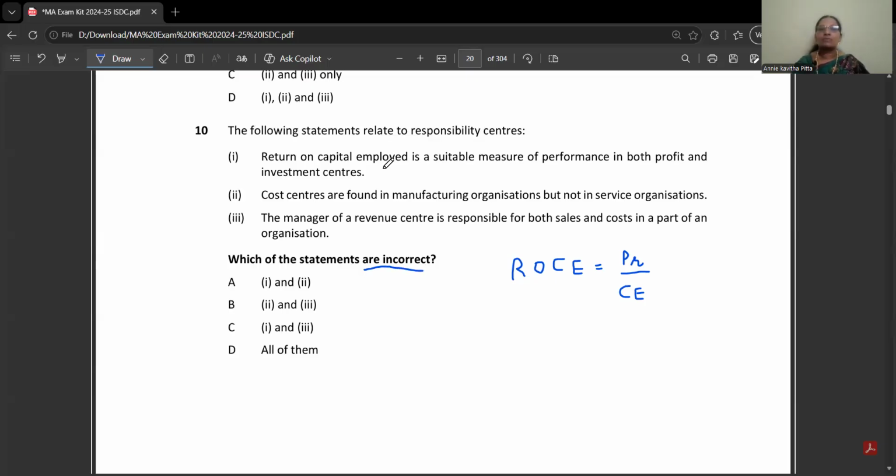First one is wrong. The reason why it is wrong is that it says it applies to both profit and investment centers. It doesn't work out for profit. It is only for investment centers. Cost centers are found in manufacturing organizations, and they are found even in service organizations also. The revenue center manager is responsible for generating more revenue, not about costs. So on that note, this is also wrong. So which of the following statements are incorrect? All of them are incorrect. Okay. So these are the questions. This video has questions from 1 to 10. We'll meet in the next video with the remaining questions in accounting for management.